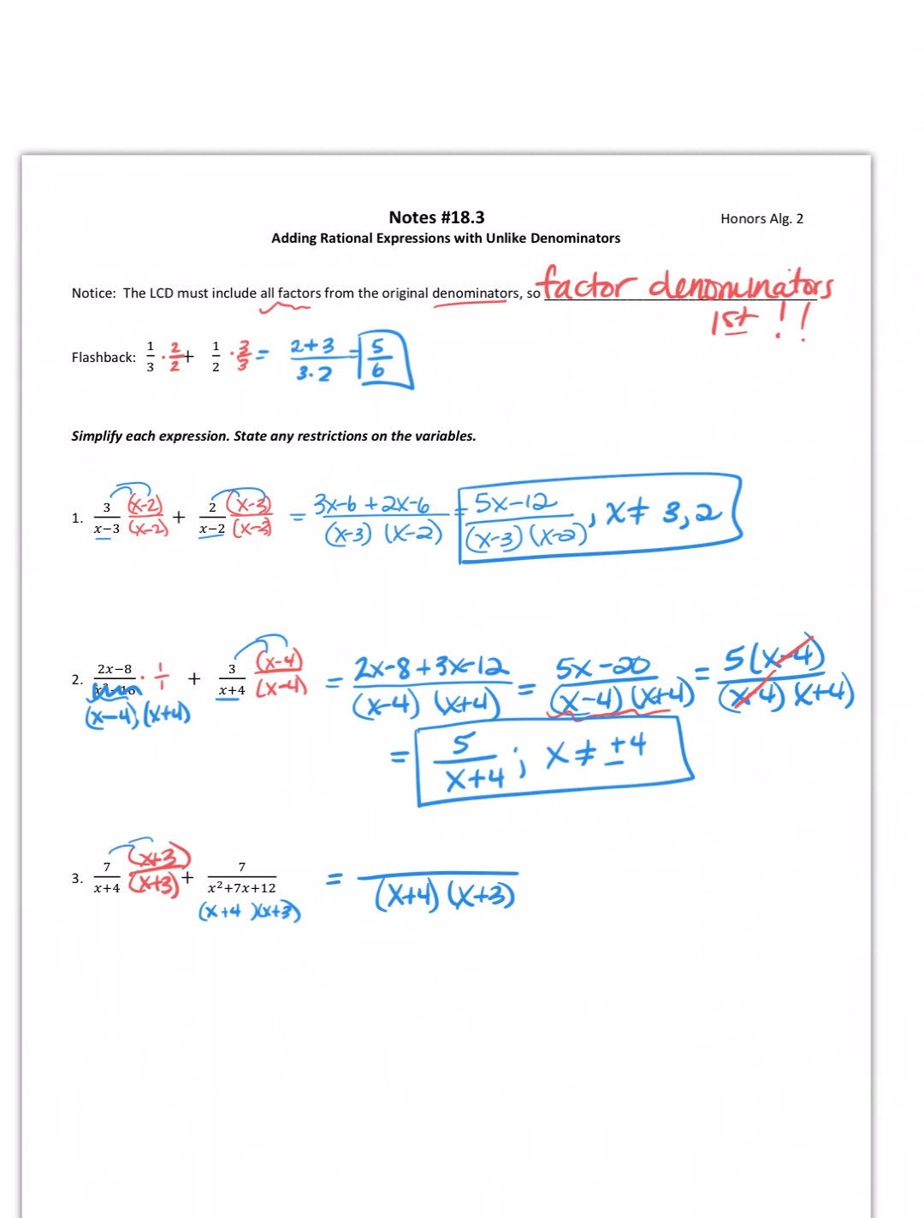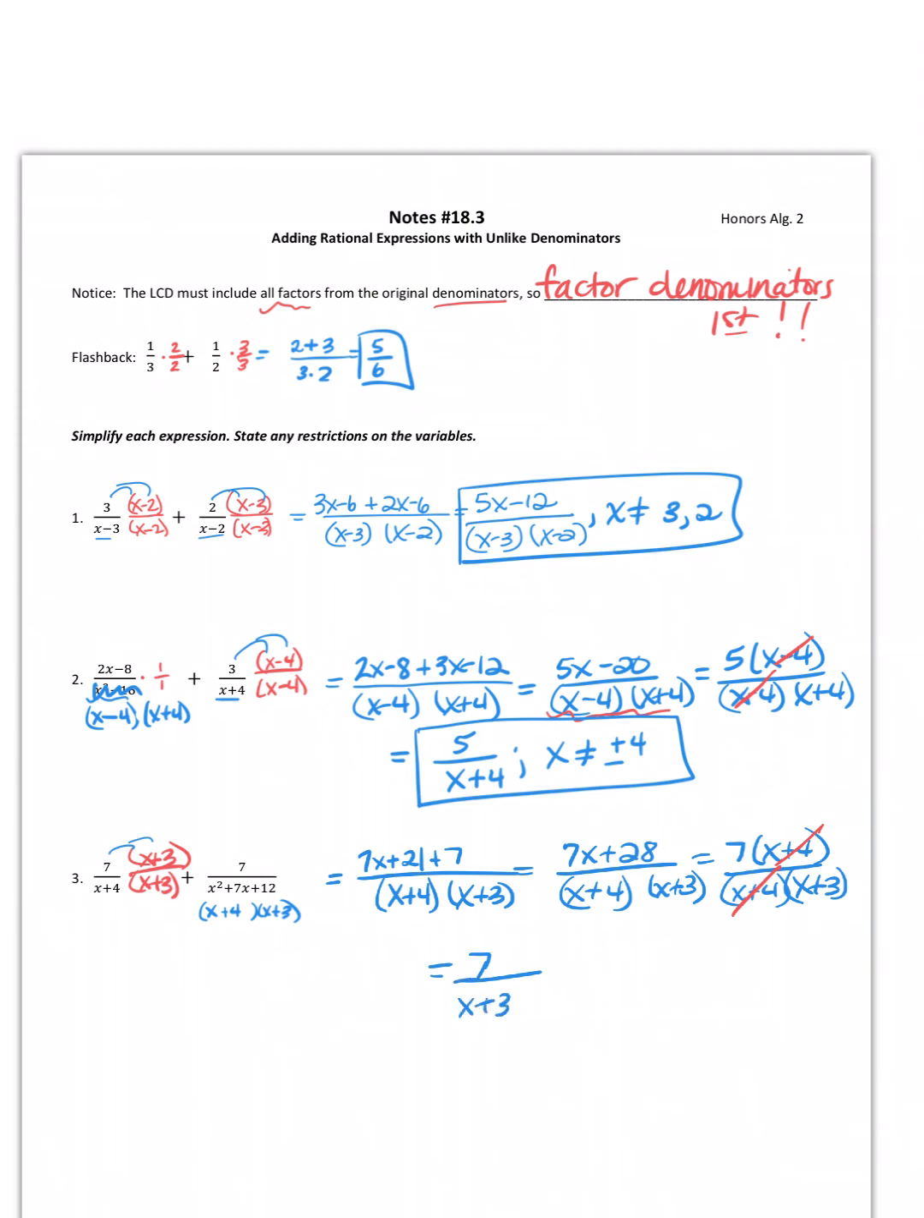So I need to distribute the 7. So that will give me 7x plus 21 plus 7. Let's clean this up a little bit. 7x plus 28 when I add those. So I have x plus 4 times x plus 3. Always check to see if you can do a GCF, which we can on that numerator. If I take a 7 out, I'll have x plus 4 over x plus 4 times x plus 3. All right, now I can see that I can reduce that x plus 4 out. So my final answer will be 7 over x plus 3.